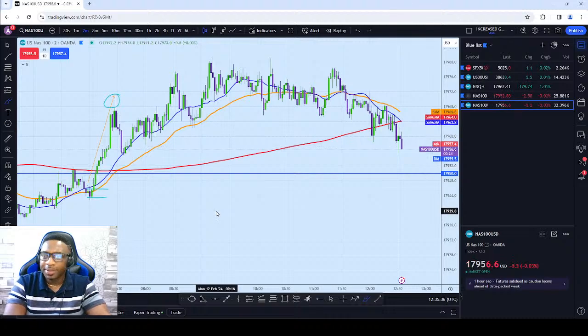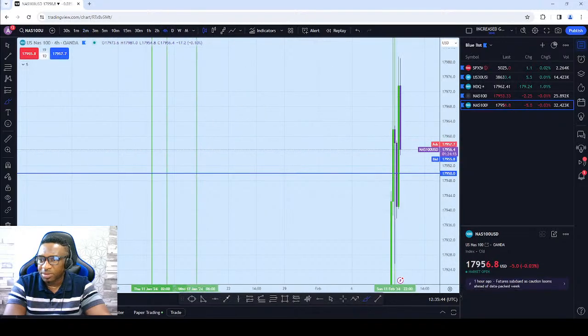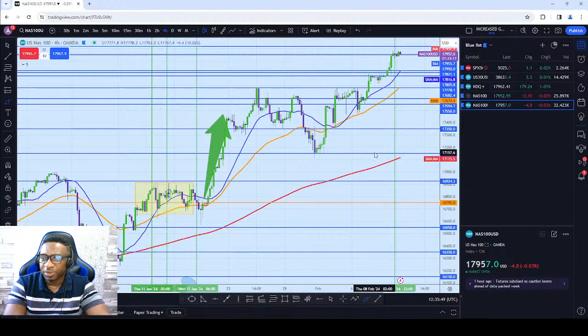So guys, that is how we do it. It looks like NAS is on its way down. Let's look at the higher time frame again and have a broader look of things.